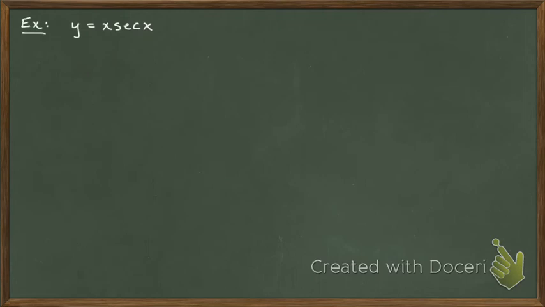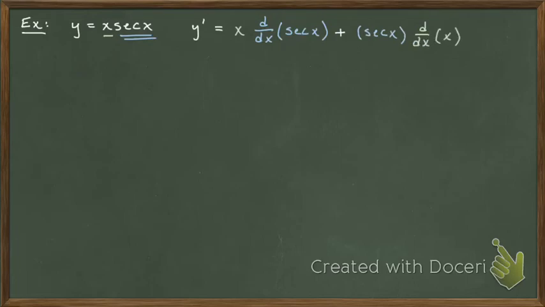A quick example, just revisiting product rule here, y equals x secant x. Okay? So my derivative of this guy, I see 2 different functions multiplied by one another. I've got product rule. So the derivative, y prime, should be the first times the derivative of the second plus the second times the derivative of the first. Okay? Go right to it. Y prime is x times the derivative of secant, which is secant x tangent x, plus secant times the derivative of x, which is 1. I don't need to write anything extra there.